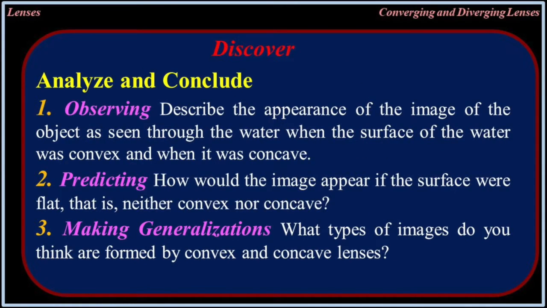Analyze and conclude. Observing. Describe the appearance of the image of the object as seen through the water when the surface of the water was convex and when it was concave. Predicting. How would the image appear if the surface were flat, that is, neither convex nor concave? Making generalizations. What types of images do you think are formed by convex and concave lenses?